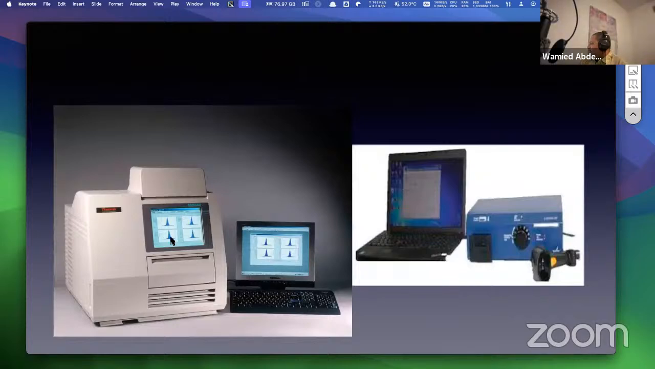So this is a dosimeter. This is a reader of the dosimeter. And I think this is for an OSLD.